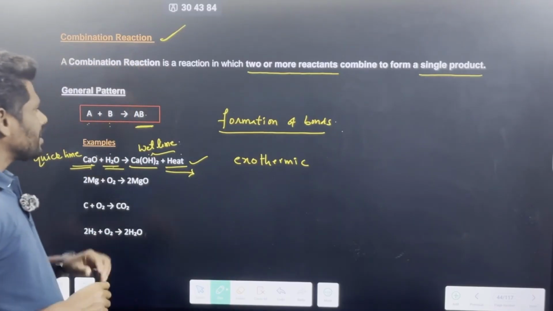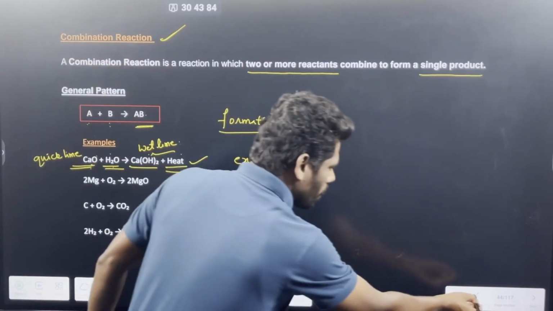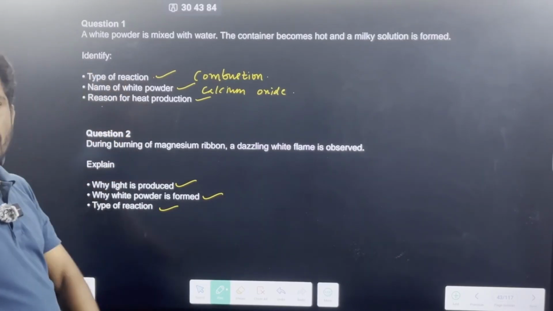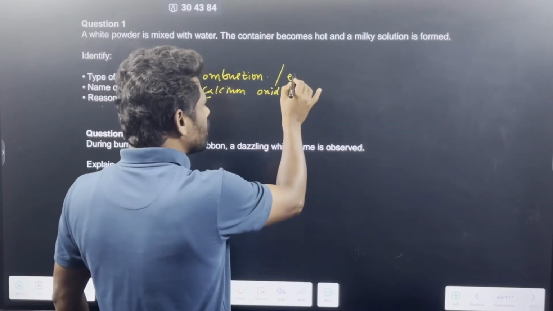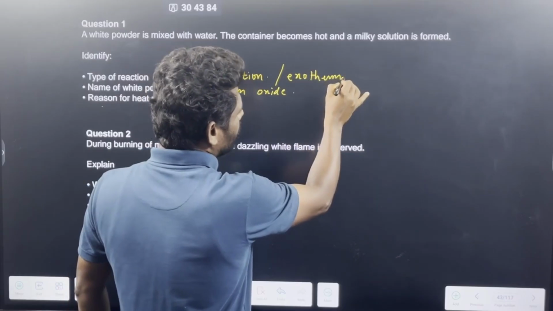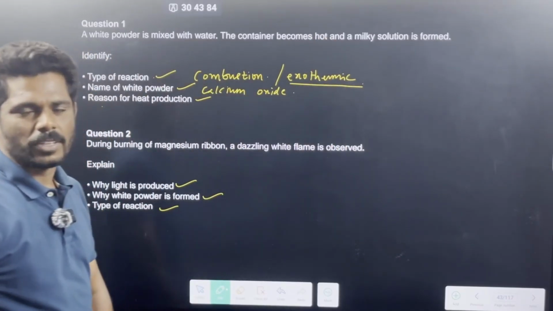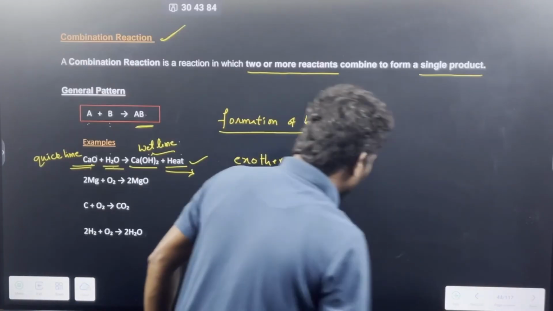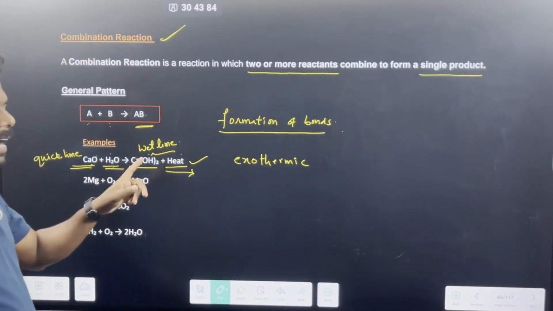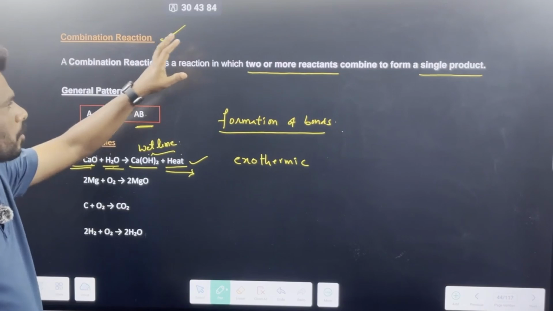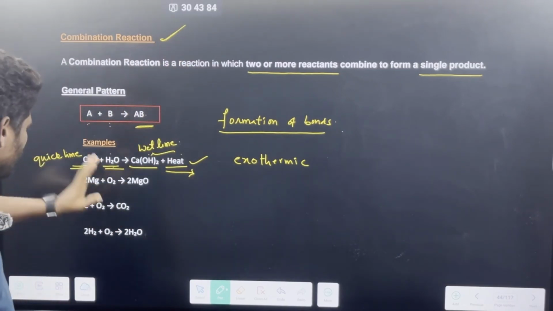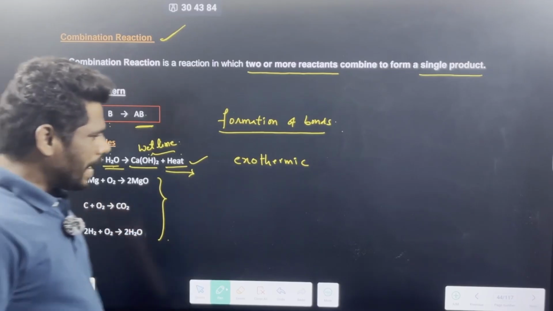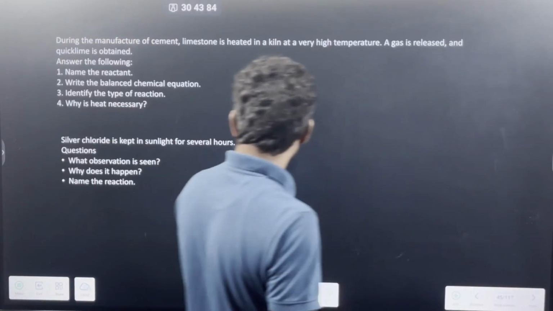So if you answer this question, simply see the thing. This is a combustion reaction. In fact, since heat is produced, you can say this is even an exothermic reaction. So don't simply confine to a single answer. You have to add additional points if the question is addressing it clearly. And of course, these are the other reactions which are examples for combustion.